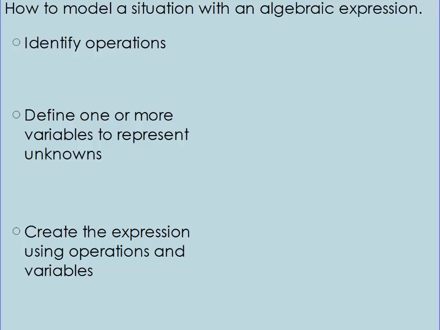So here are the steps when I try to do this. And this is going to separate the good A students from not A students. You have to be able to do this. Even if you're not an A student, everyone should be able to pull this off, and it'll take some practice. So how do you model a situation? First, you want to identify operations. You just read the question and start identifying parts of what's going on here.